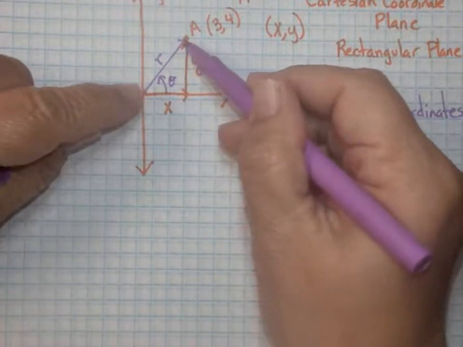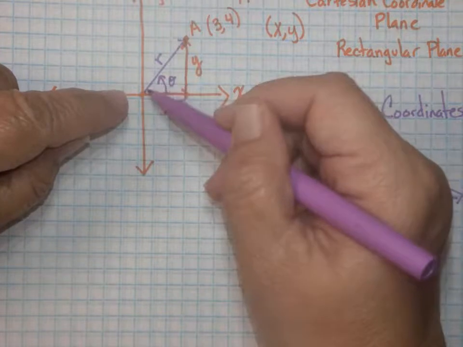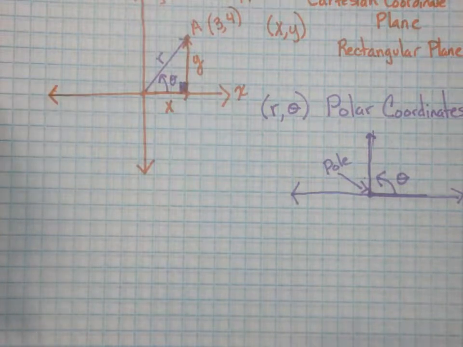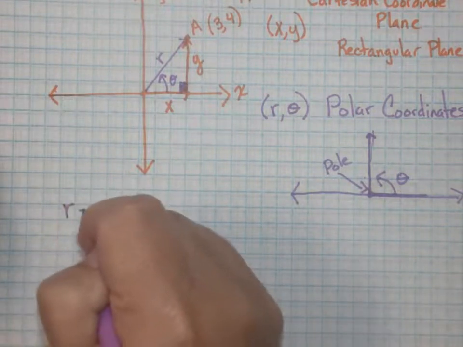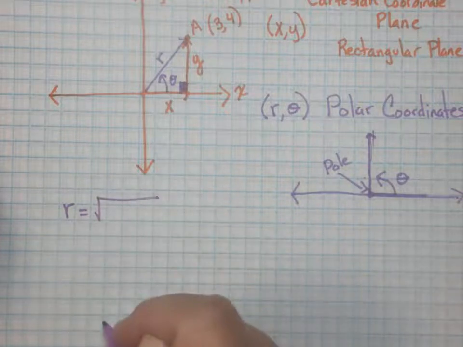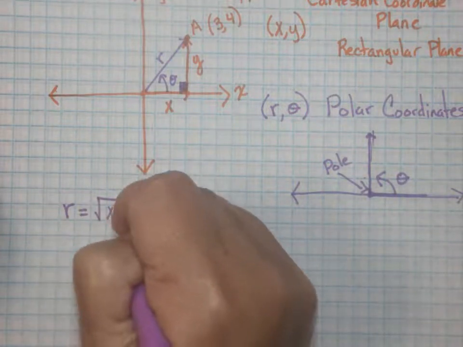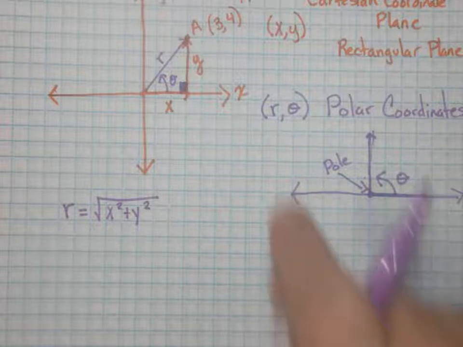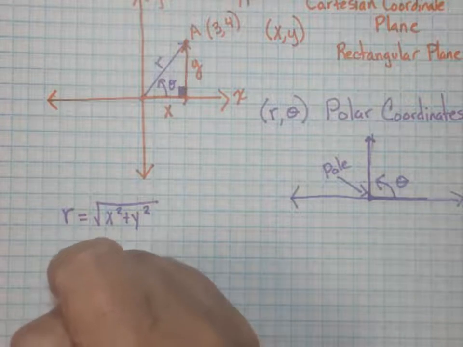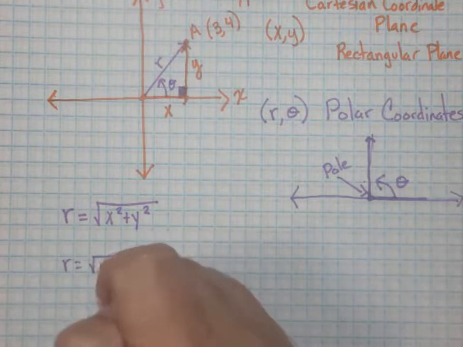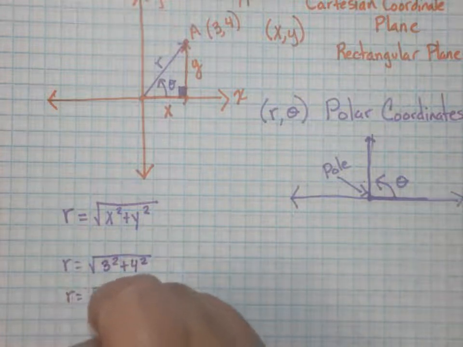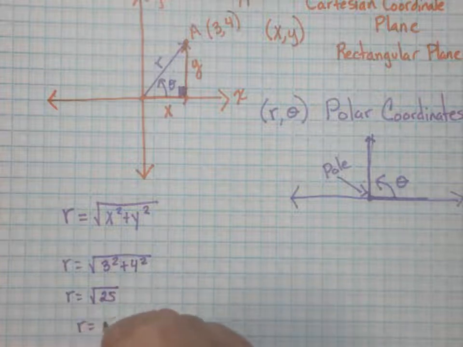If I want to know r, isn't r the magnitude of that vector? And we talked about the fact that you have a right triangle here. And so the magnitude of that vector is the square root of x squared plus y squared. Just like magnitude of a vector. So for this particular problem, r would be equal to the square root of 3 squared plus 4 squared, which means r would be the square root of 25, which means r would be 5.